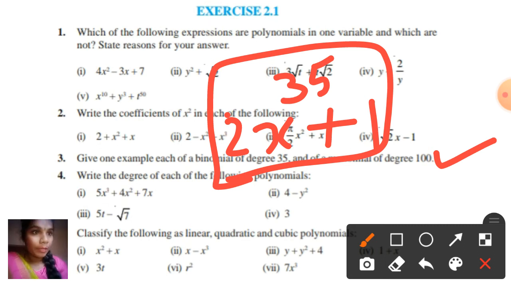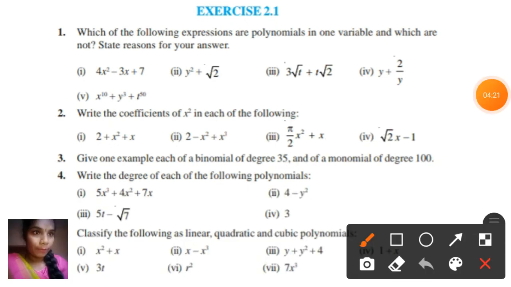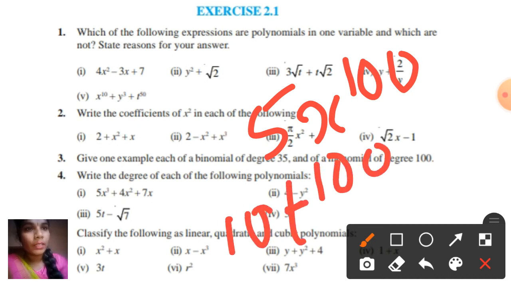And coming to the next part of that question, we should have a monomial of degree 100. Monomial means a single term, so I will take 5x power 100. If you want, you can take 10t power 100, or z also. I don't have any plus or minus terms continued with this 10t power 100. This is a single term, so I can call it a monomial. So these are the examples I can give in my own way.